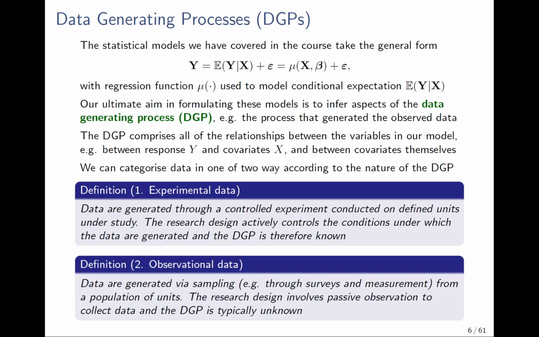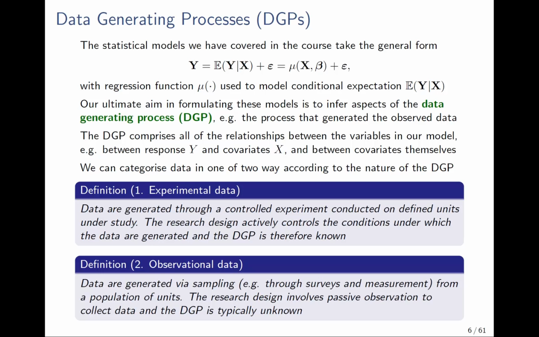That contrasts with observational data. Observational data are generated via sampling, so through survey or through observation, through measurement, from a population of units. And in this case, the research design involves just passive observation to collect the data. And in that context, the data generating process is unknown.